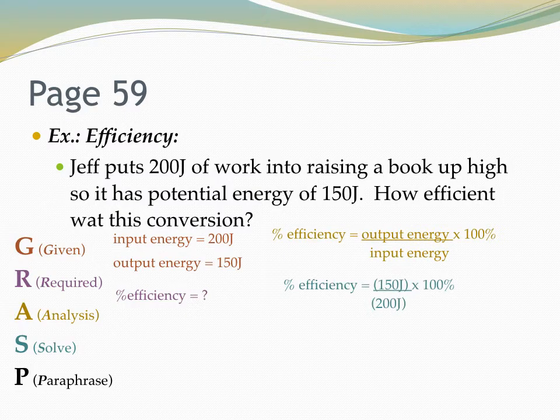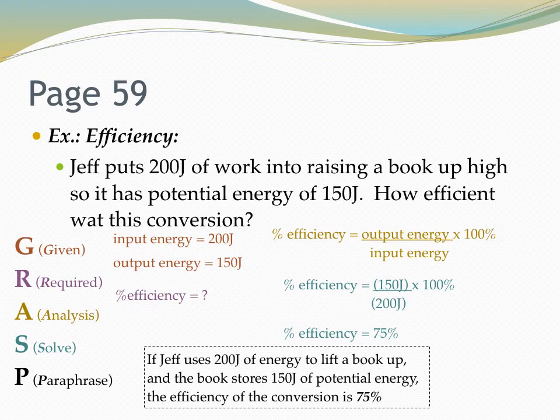So we're saying 150 joules divided by 200 joules, because that output energy, that potential energy of the book after Jeff lifted it up, was 150 joules, but it took Jeff 200 joules to get it there. So we just multiply that by 100, so it's not a fraction anymore, and we get, blammo, 75%. We're just going to paraphrase as usual. Jeff used 200 joules of energy to lift a book up, and the book stores 150 joules of potential energy, so the efficiency of the conversion is 75%. Pause here and copy that down.